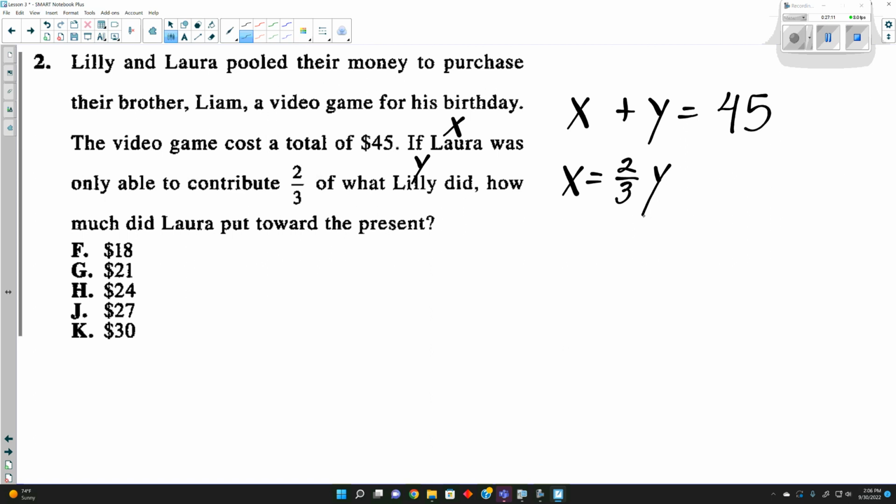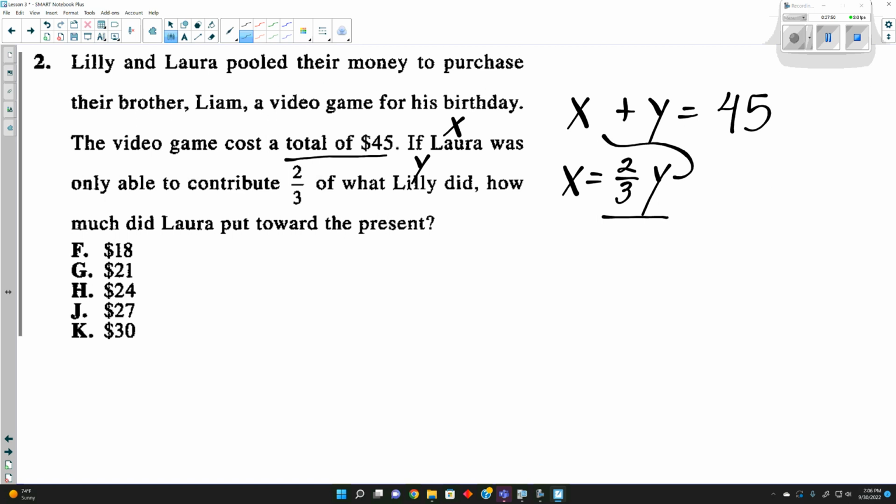Any questions on how I found any of this here? Does all this make sense? We good, Sarah? It seems like there's a lot there, but really, what did we do? I just went through and broke it down, yes? So together, they paid $45, okay? And again, if I had it on paper, I would be writing on top of the paper itself that Laura is x, Lily's y. So x is 2/3 y, yes?